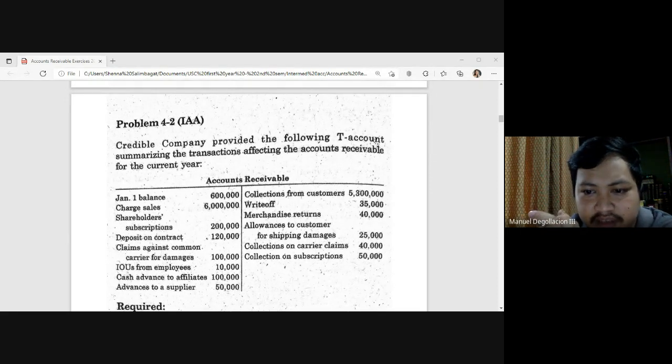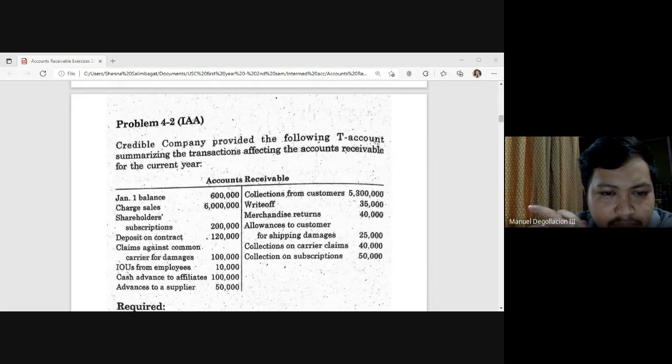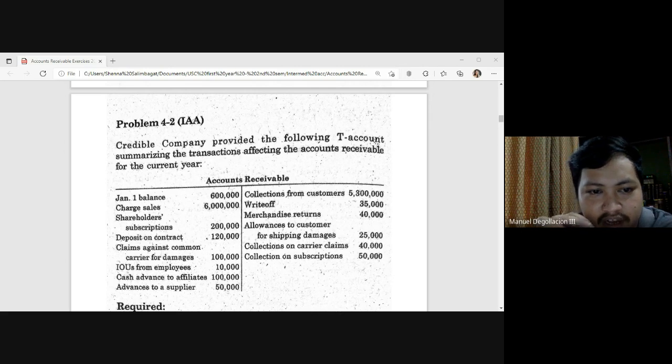IOUs from employees, advances to employees, or receivables from employees, class. I hope you are familiar with IOUs, class. I hope you know what IOU means. IOU, O as in OWE. Ako utangan nimo. So if it's an IOU from employees, it is the employee that owes you. Okay, you as in YOU. So and thus it is a receivable. Definitely not an accounts receivable, but still a current kind of receivable. It will be reported as a current asset.